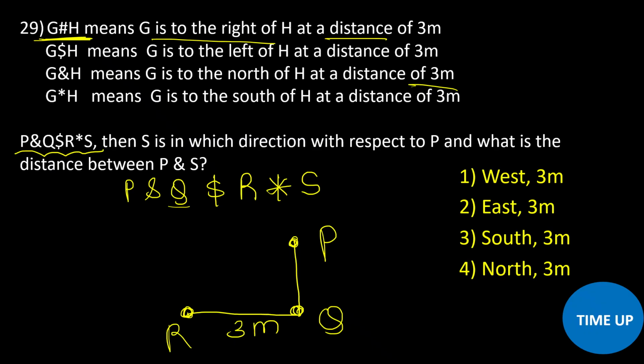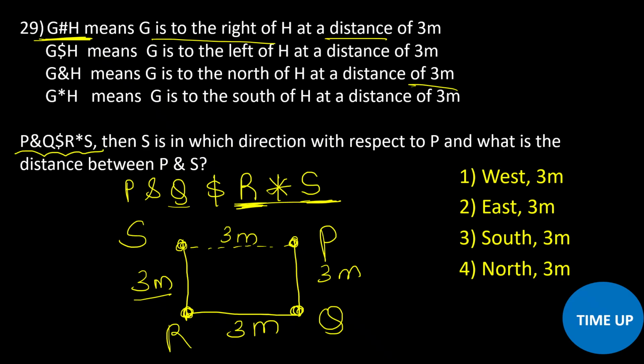Then R asterisk S. R asterisk S means R is to the south of S. So here S will be here. This is by 3 meter. Correct. So if this is 3 meter, this will also be 3 meter, and this will also be your 3 meter.